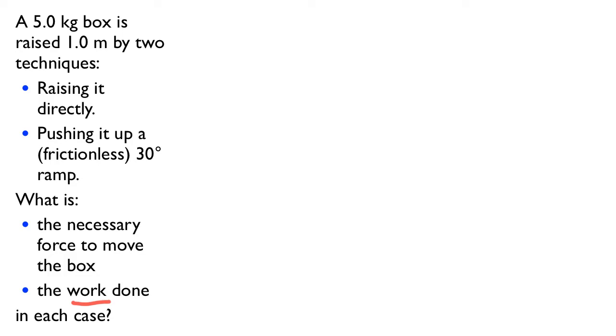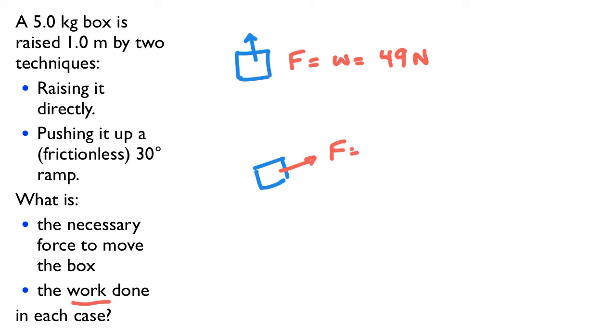Pushing the box up the ramp absolutely requires less force. It only requires half as much force. So think about this. I'm taking the box and I'm raising it directly. When I do that, the force necessary to raise the box is just equal to W, which is equal to 49 newtons. If I take the box and I push it up the ramp, the force that I have to push with is equal to W over 2. That's equal to 24.5 newtons. Okay, so I'm having to push with less force. But now let's think about the work that's done. And remember, work is equal to force times distance.